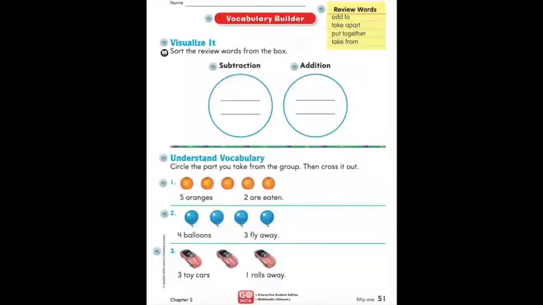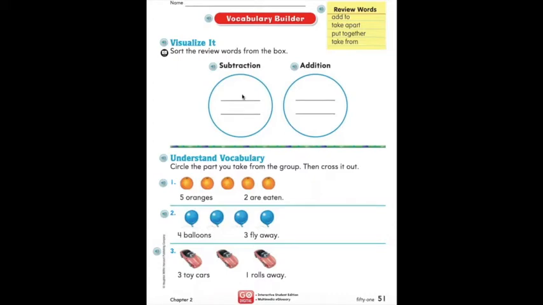Let's turn to page 51 in our math books. At the top it says Vocabulary Builder. Sort the review words from the box. We are going to be sorting these words in that yellow box that says review words. Each phrase or pair of words matches with either subtraction or addition.